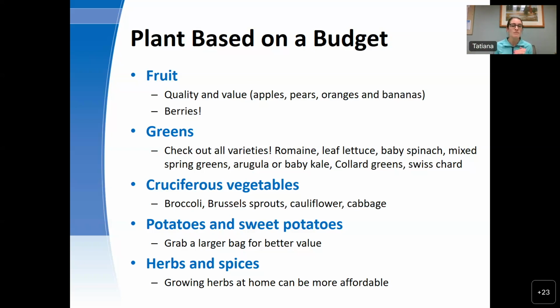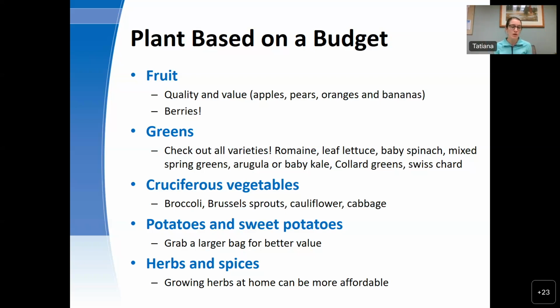Berries are amazing nutritional powerhouses, an awesome source of antioxidants. Consider frozen, or if you can get a good deal on fresh, freeze them yourself, and then you'll have them all year round. Greens, especially when you purchase whole heads versus the ones that have already been chopped or cleaned for you, you are going to pay a premium for that convenience. But when we can purchase whole heads, we can really get a lot of food for pretty affordable prices.